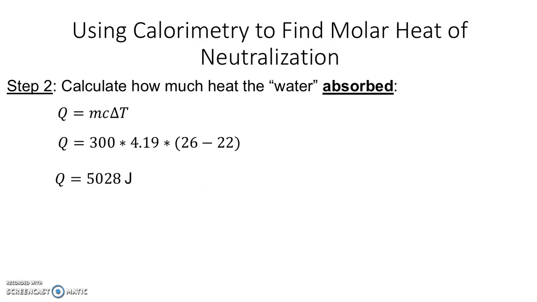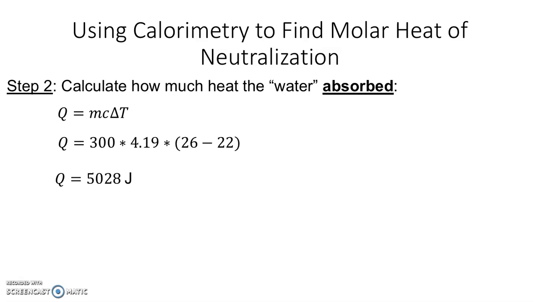The rest, however, you're going to see is quite the same. So again, we're going to look at the water. We know there's 300 grams of it now, based on our assumption. We know that the temperature change was 4 degrees. It went from 22 to 26 degrees Celsius. And we know the specific heat capacity of water is 4.19. It gives us Q is 5,028 joules, which is the energy that the water absorbed.